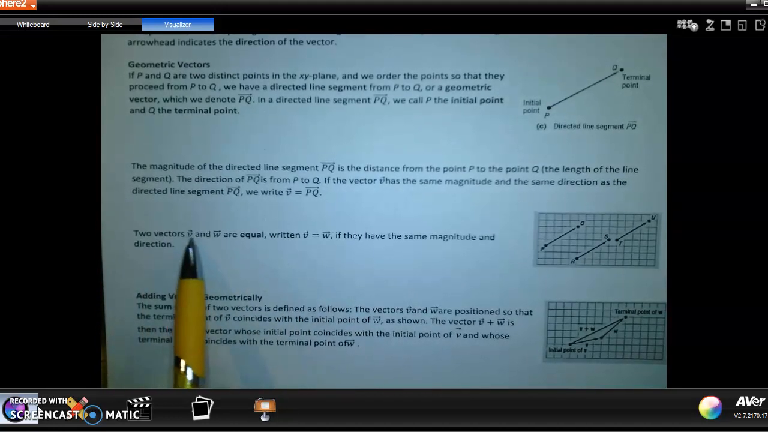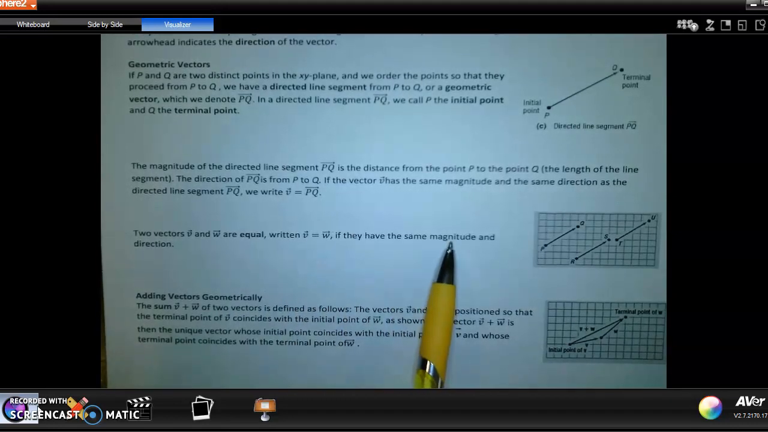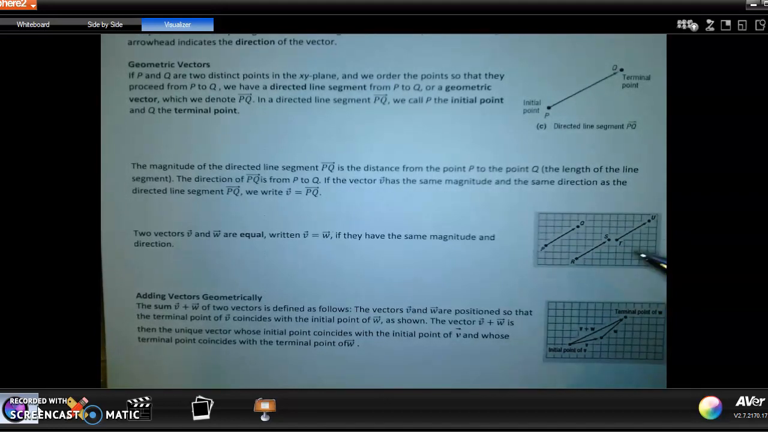Two vectors, V and W, are exactly equal, meaning vector V is equal to vector W, if they have the same magnitude and same direction. So they have to be the same length and have to be going in the same direction. If you look at all of these vectors over here, this vector is going 1, 2, 3, 4 to the right, and then it's going up 1, 2, 3. This one's also going 1, 2, 3, 4 to the right, and up 1, 2, 3. All three of these vectors are exactly equal to each other because they're going in the same direction and they're all the exact same length.